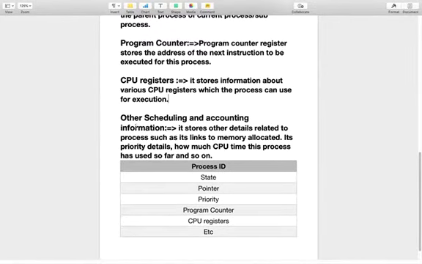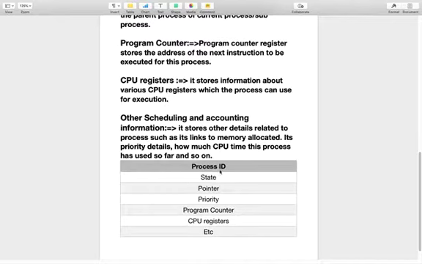And last, other scheduling and accounting information. It stores other details related to the process, such as its link to memory allocated, its priority detail, how much CPU time this process has used so far, and so on. So other scheduling information and accounting information is stored in this block. So this is our process control block structure.